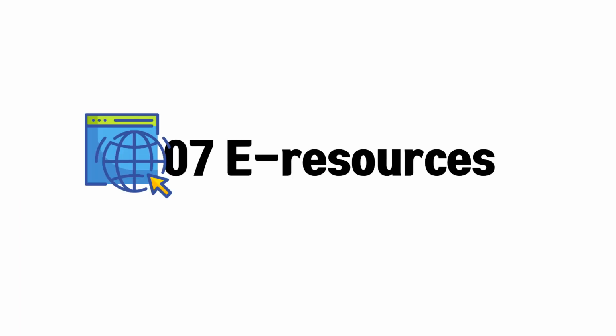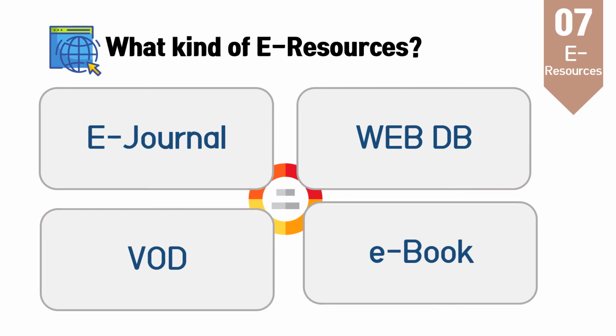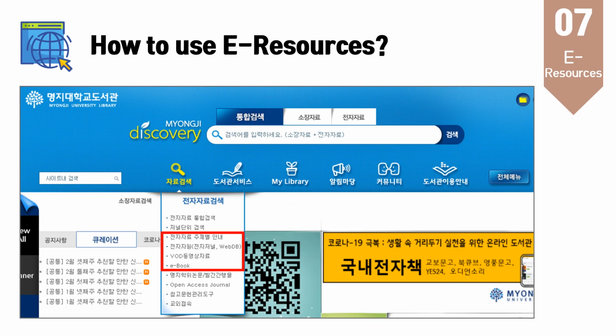Now we move on to electronic resources. Electronic resources you can use include, but are not limited to, electronic journals where you can access papers, WebDB, which allows you to search by subject, VOD services for foreign languages and computer skills, ebooks, and others. If you click on the e-resources menu on the library website, you will have access to eJournal, WebDB, VOD, and ebook. If you want to access electronic resources off campus, you first have to log in on the library website.